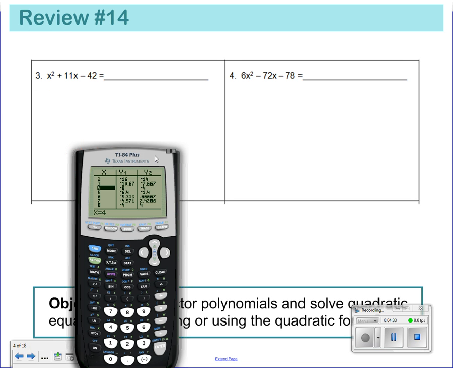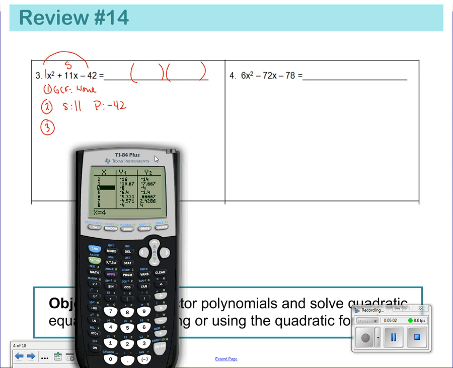Problem number 3, we're still factoring. So now I'm going to end up with something times something. First step, GCF. There's not a number in front of the x squared, so there is none. Second step, I'm looking for my sum and my product. The sum is the number in front of the x, so that is 11. My product, we multiplied the coefficient of the x squared and our last number, we get -42.